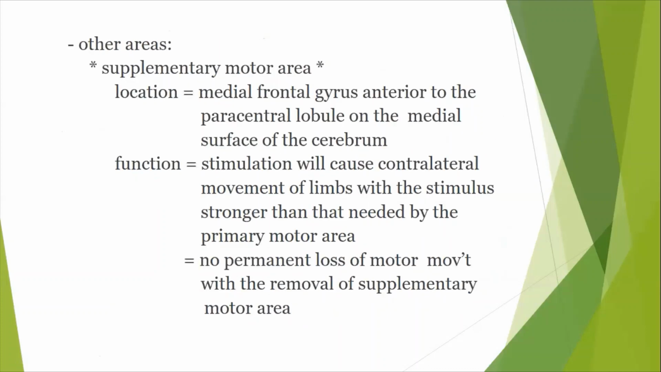So other areas here in the frontal cortex: your supplementary motor area. This is located in the medial frontal gyrus, anterior to the paracentral lobule, on the medial surface of the cerebrum. Stimulation of this area will cause contralateral movement of limbs, with a stimulus stronger than that needed by the primary motor area.